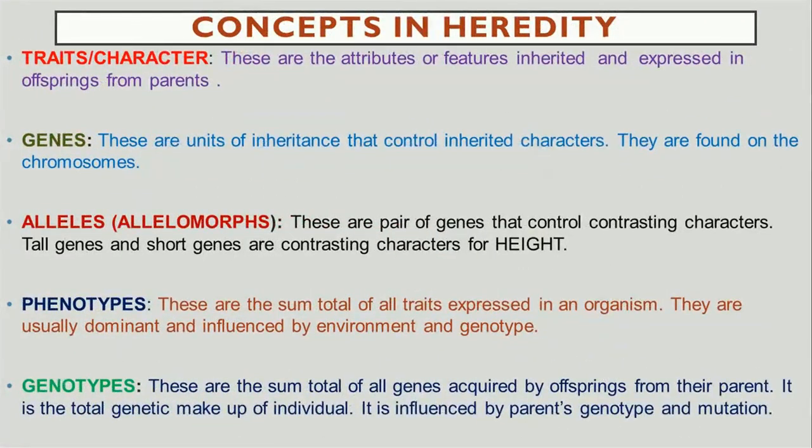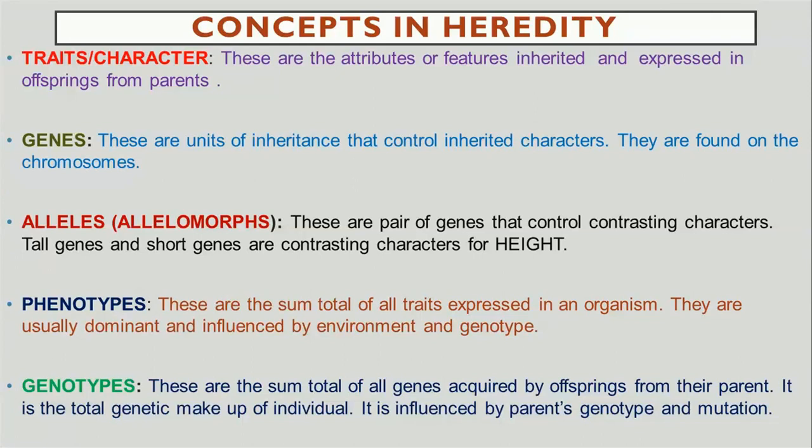Now let's talk about some concepts common in heredity. Number one, we have traits, also known as characters. These are the attributes or features inherited and expressed in an offspring from a parent. For example, height is a trait. Color, maybe color of the skin, color of the hair, they are all traits, they are all characters. Even tallness, like I said, height, color, shape, and so on. All these are traits that can be inherited.